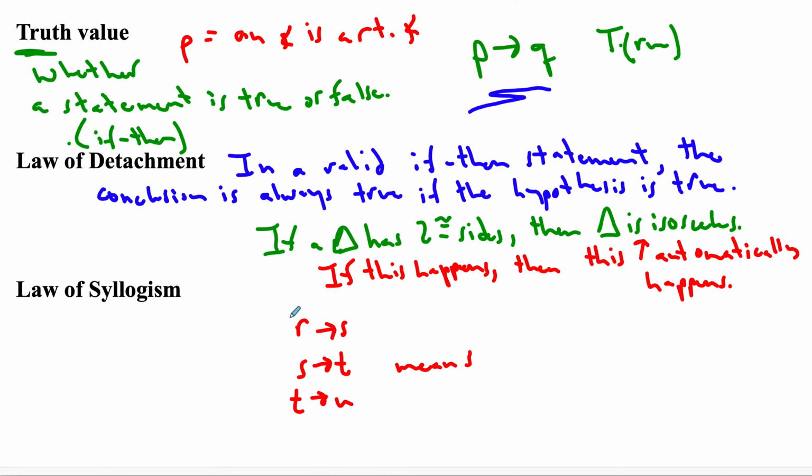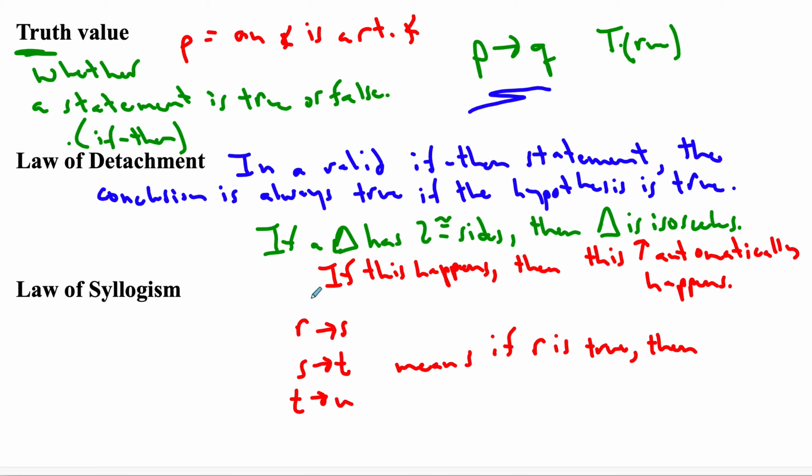So let's take a look at this. If R, then S, which then becomes the if part: if S, then T, which then becomes the if part: then U. So what does this mean? It means if R is true, let me just go ahead and share this.